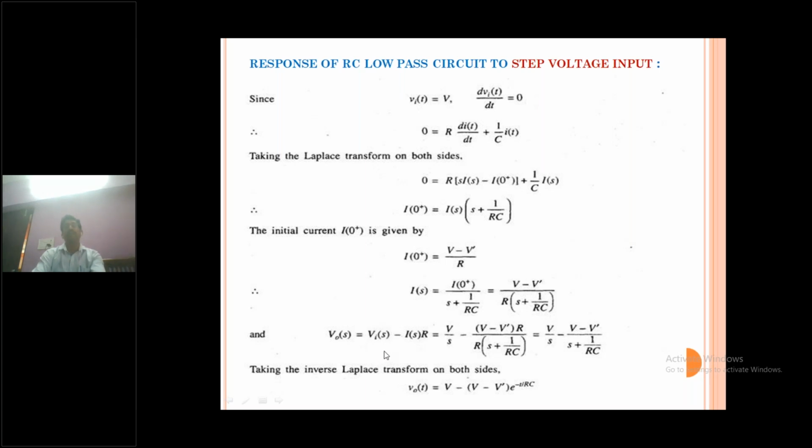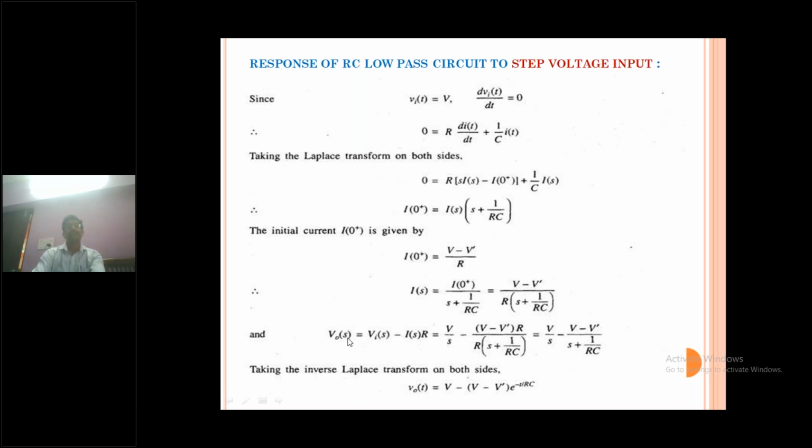So Vi(s) equals V by S. How does it come? Because Vi(t) equals V volts for t greater than 0. We know that the Laplace transform of 1 equals 1/S, similarly the Laplace transform of V equals V/S. Minus I(s), whose value is already calculated: (V minus V dash) by R into 1/(s plus 1/RC) into the resistance value. Simplified, R will be cancelled out. So the Vo(s) equation reads V/S minus (V minus V dash)/(S plus 1/RC). Now apply the inverse Laplace transform to both sides.